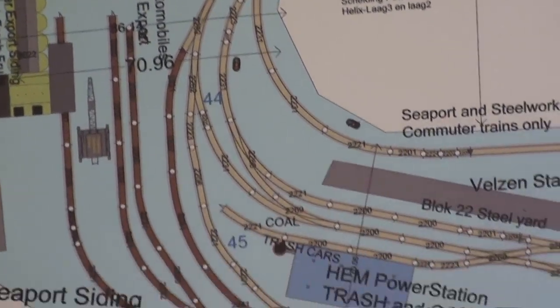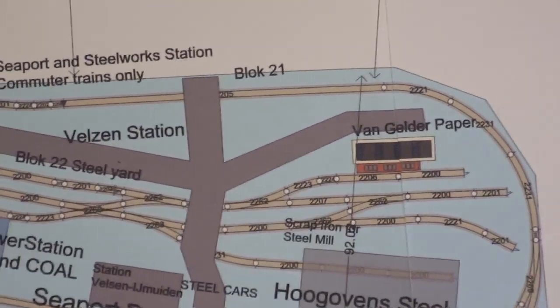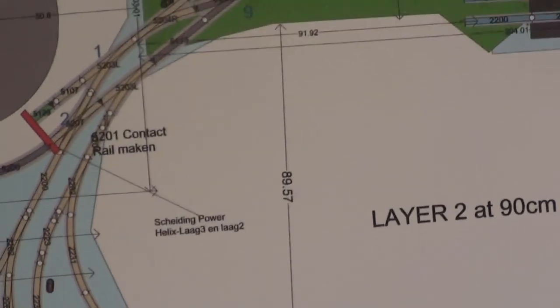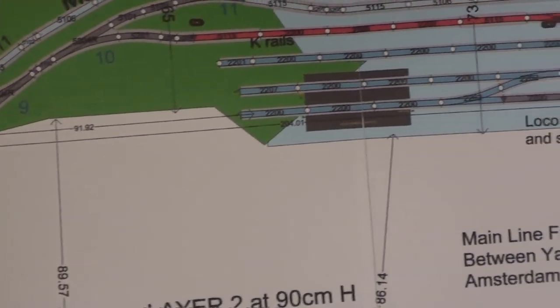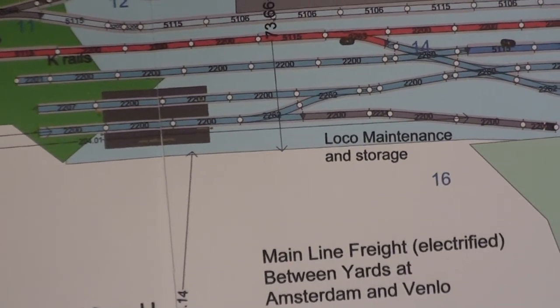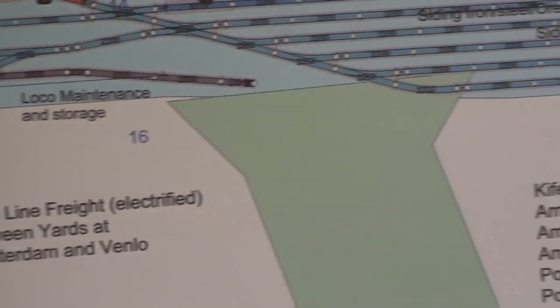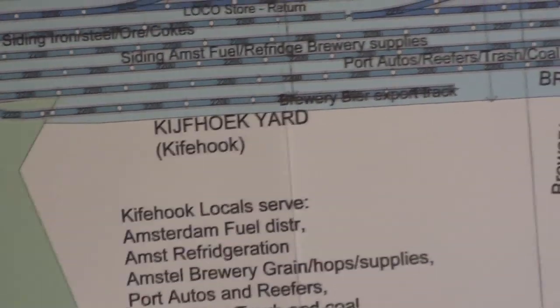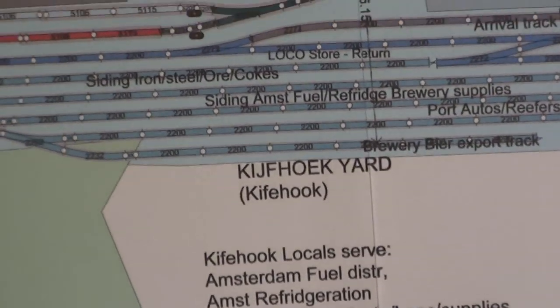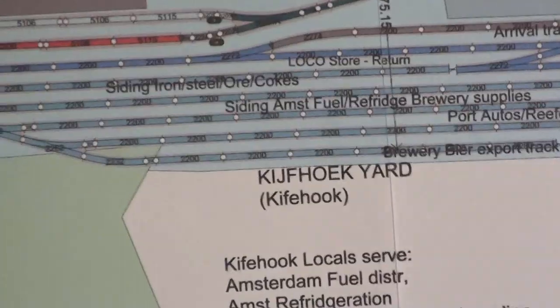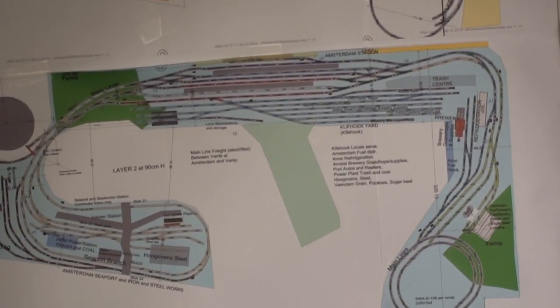Continue on, do the reversing loop here, and then head back to the yard, arriving at the red track, and on clearance from the yard master will then drop into the yard on the correct siding and drop their cars. So that's the locals at this mid-level.